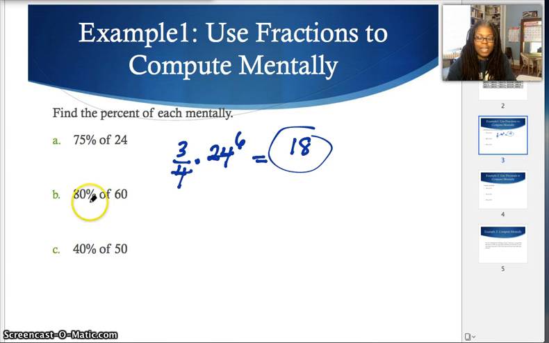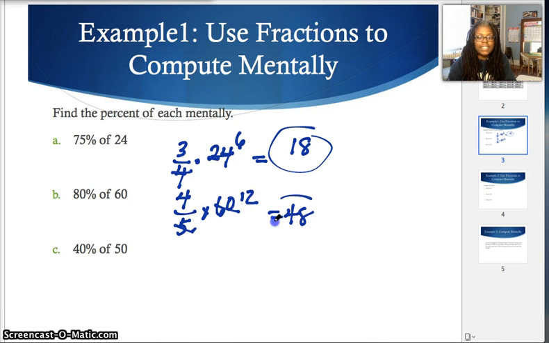Here we remember, hopefully, that 80% is 4/5. If you've forgotten, you can do 8/10, that's okay. And then we're going to multiply by 60. Again, we've got a cross-canceling situation, and 5 goes into 60, 12 times. 4 times 12 is 48. So 48 is 80% of 60. Let's try this next one.